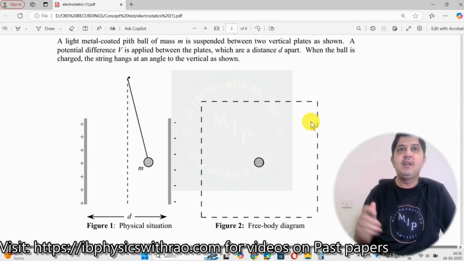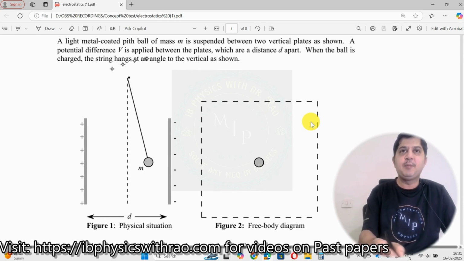Now, a light metal-coated ball of mass m is suspended between two vertical plates as shown. The potential difference V is applied between the plates, which are a distance d apart. When the ball is charged, the string hangs at an angle to the vertical as shown. So it has been hanging like this.